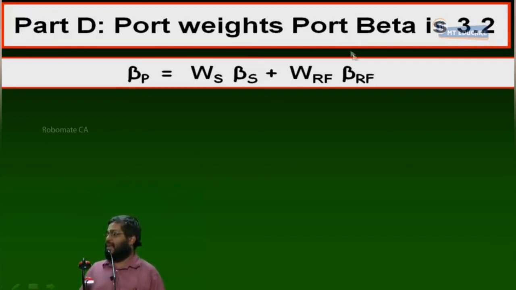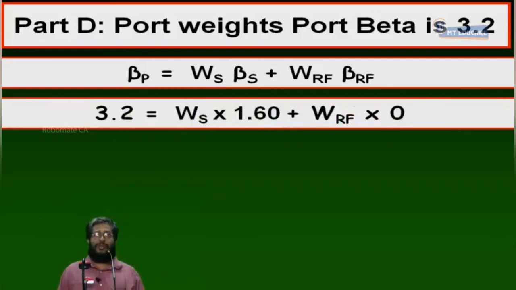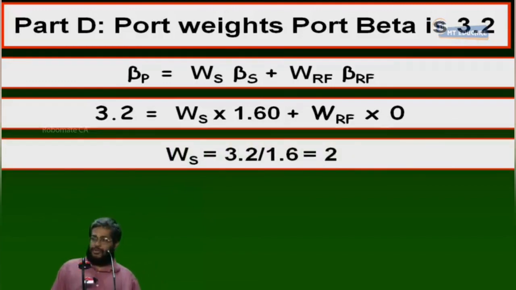Is the second part required or not required? Not required. It becomes 0. Simply beta P is equal to WS beta S. Now the portfolio beta 3.2 is equal to WS into 1.6 plus WRF into 0. Rearrange. Weight of security is equal to 3.2 by 1.6. 3.2 by 1.6 is equal to how much here? 2. Weight of security is equal to 2.